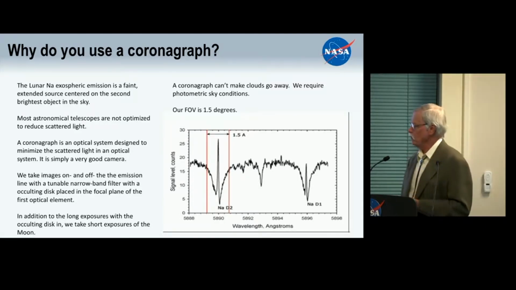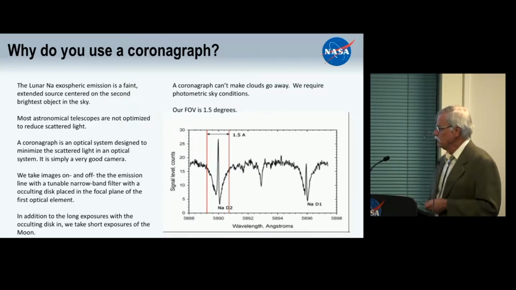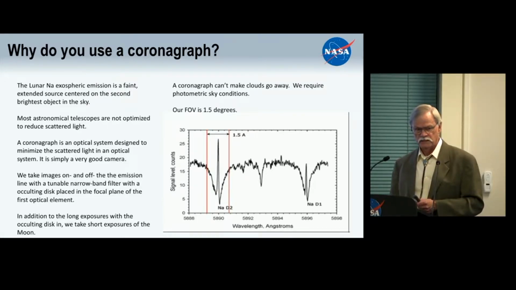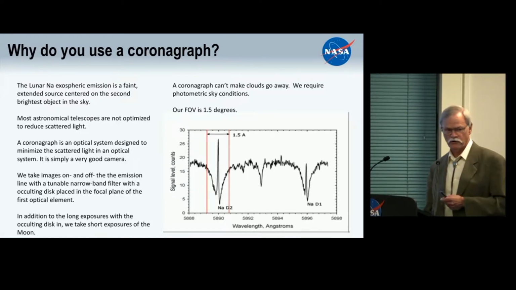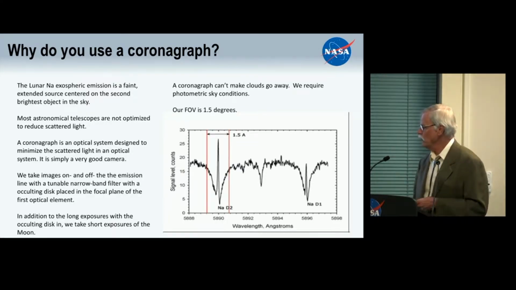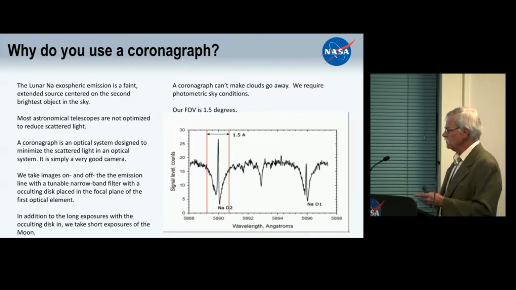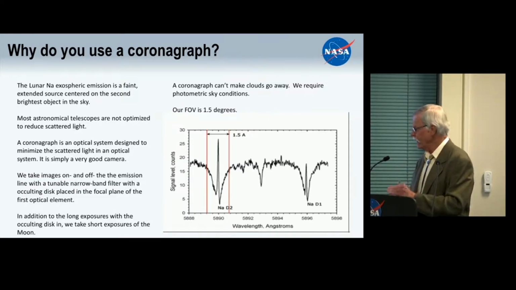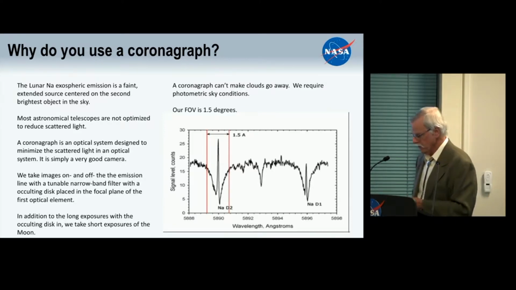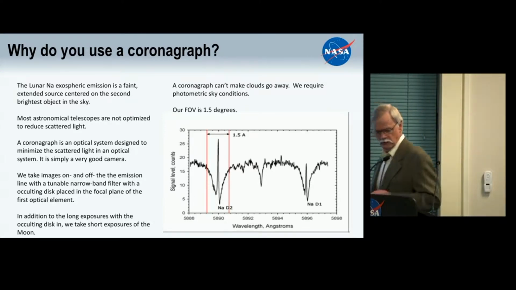A coronagraph, without going into great detail, is simply an optical system designed to minimize the scattered light, and it is simply a very, very good camera. That's the zeroth order for a coronagraph. We take images on and off the emission line with a tunable narrowband filter and with an occulting disc alternately in and out of the focal plane, the first focal plane. So our field of view is about 1.5 degrees. I'm going to walk away from the... I can't, I have to point.